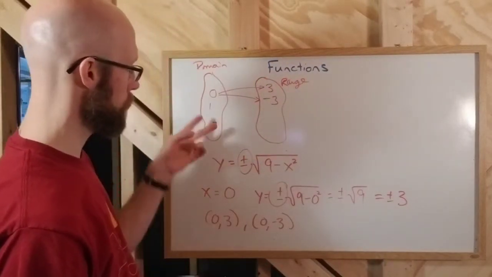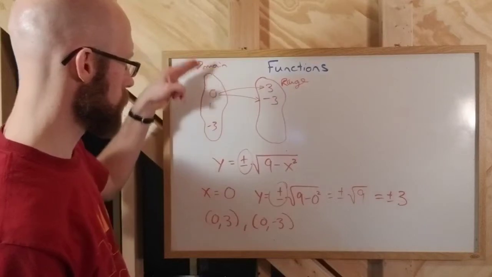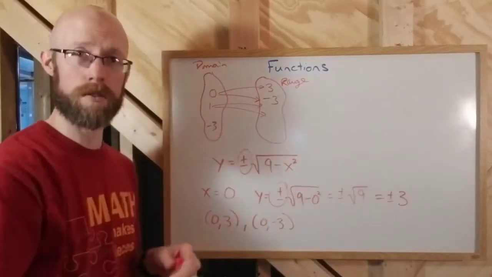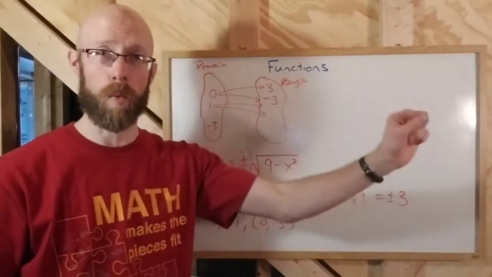And so what's going to end up happening is that most of these domain values are going to have 2 arrows, 2 things they're going to. Now, to be a function, they can only have 1.